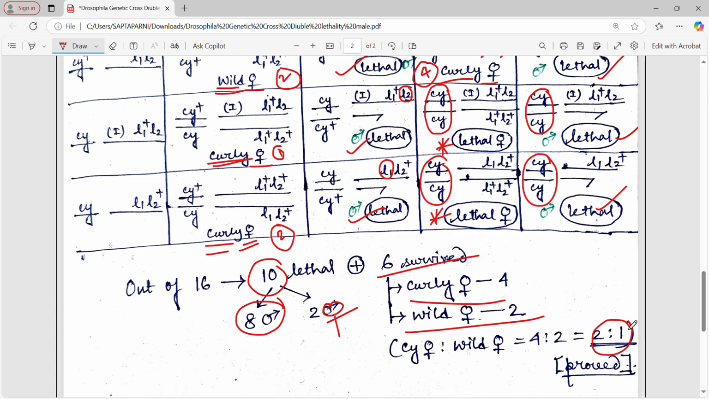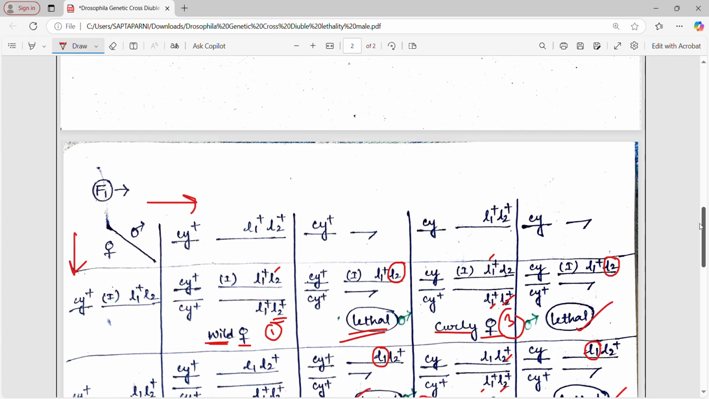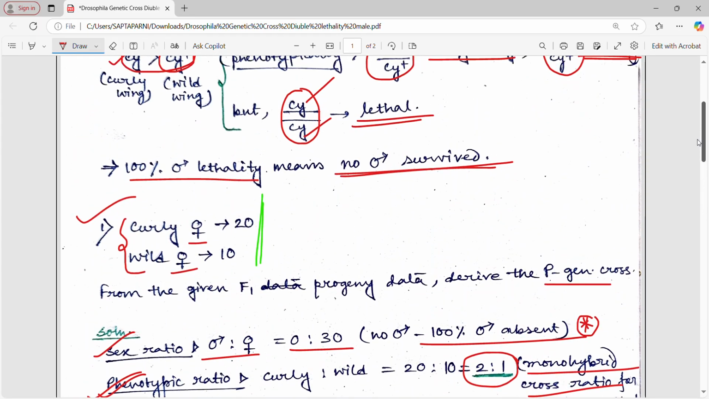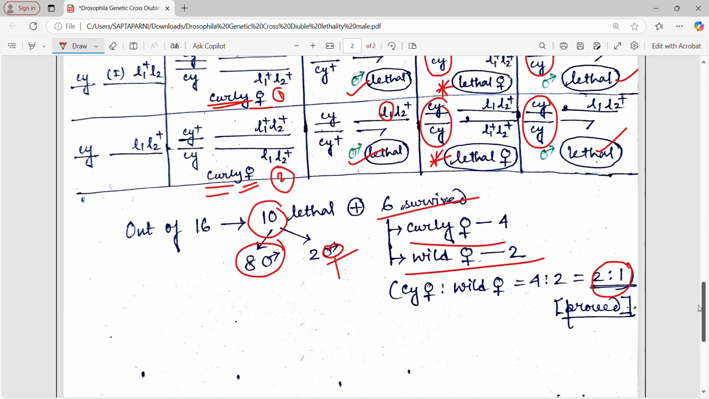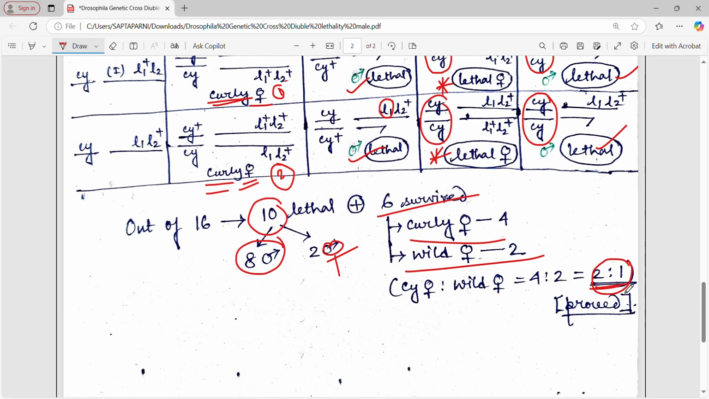We can see here from the question that the Curly female to wild female is 20:10. So the ratio is also 2:1, which is matching with our derived ratio 2:1 from here. So obviously our cross is correct and it is proved. So this is all about the 100% male lethality.